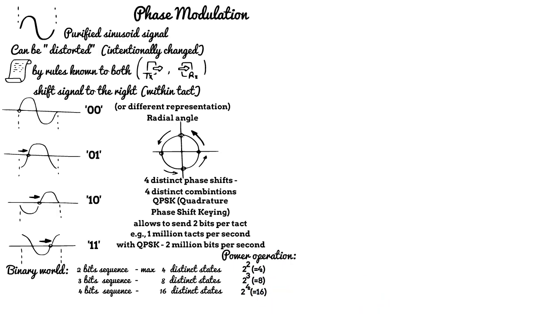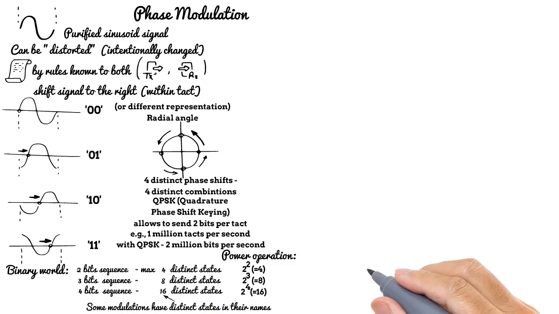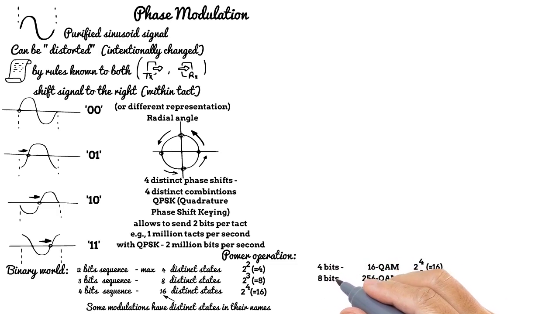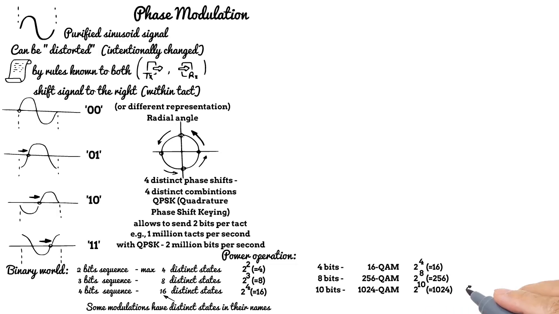Because other modulations were introduced after QPSK, and the number of distinct states is usually embedded in the names of those modulations. Some examples are 16 QAM, 256 QAM, 1024 QAM. And you can understand how many bits per tact each modulation can transmit. The first one is 4 bits, the second example 8 bits, the third example 10 bits. These are examples which were evolving along with mobile network generations. The last example, 1024 QAM, is expected to be introduced over the air for 5G mobile networks, as it was announced at the beginning of 2020.